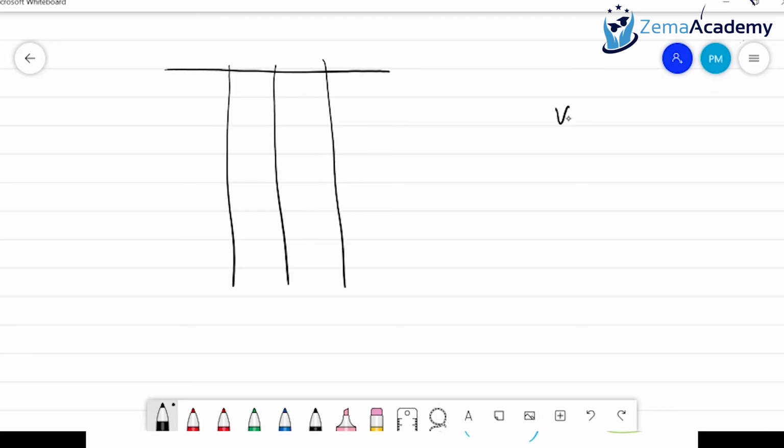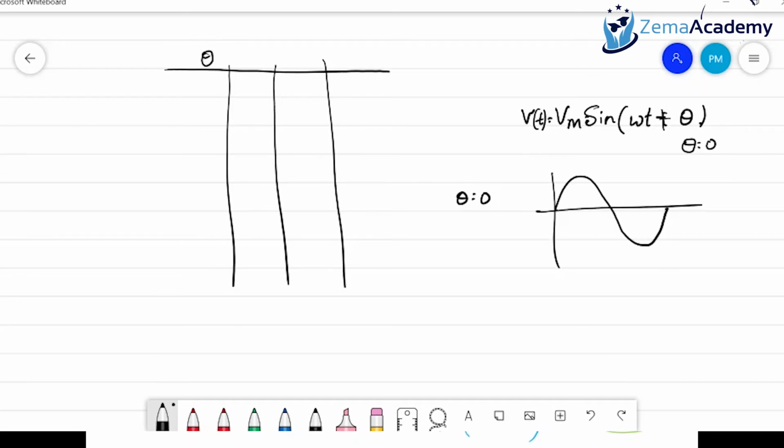The sinusoidal function is Vm sine omega t plus theta. U of t is Vm sine omega t plus theta. Now, when theta takes the initial condition, let me draw. When theta equals 0, you have your waveform like this. Agree?